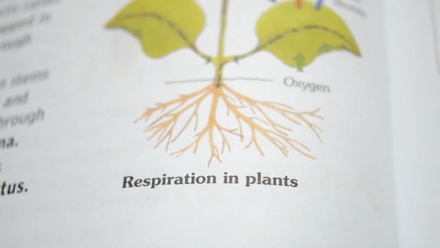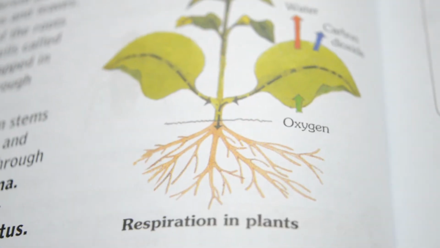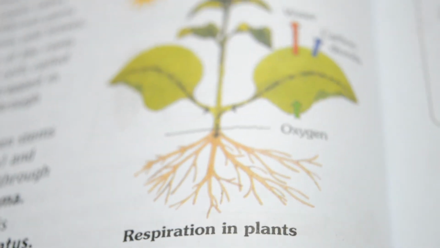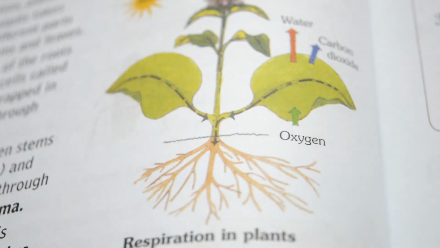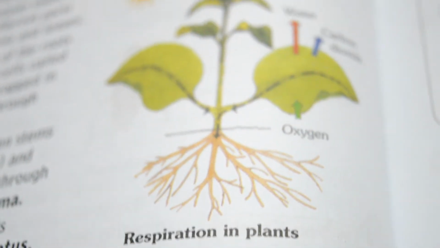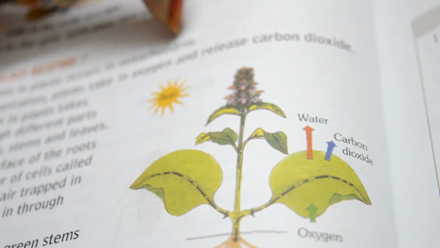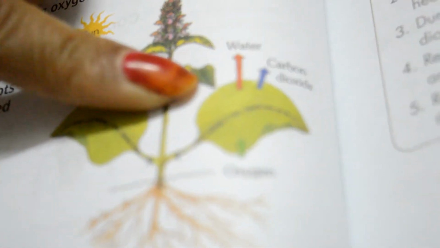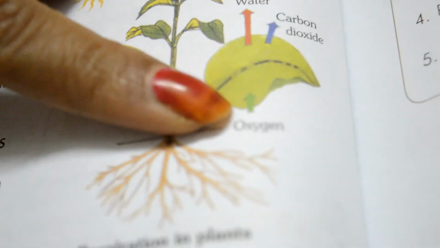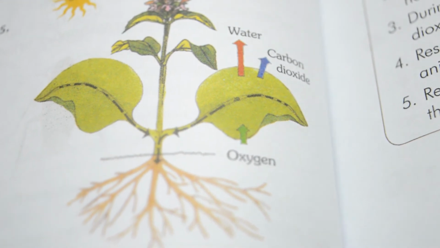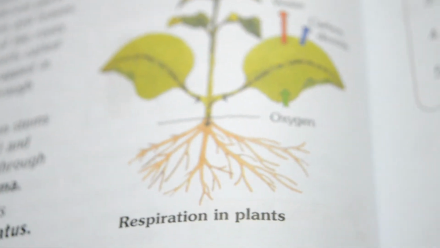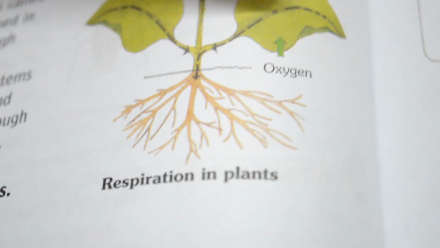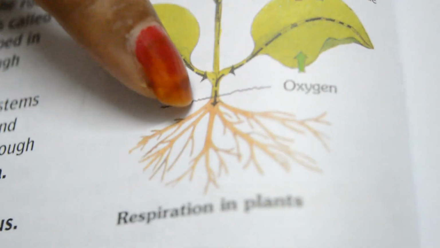Just as respiration happens in animals and humans, respiration also happens in plants. It occurs in the mitochondria, which is one of the cell organelles, and during respiration, plants take in oxygen and release carbon dioxide. In this figure you can understand that plants take in oxygen and release carbon dioxide. Respiration in plants takes place through different parts, it might be through stems, leaves, or roots.